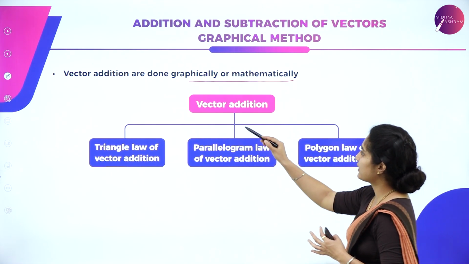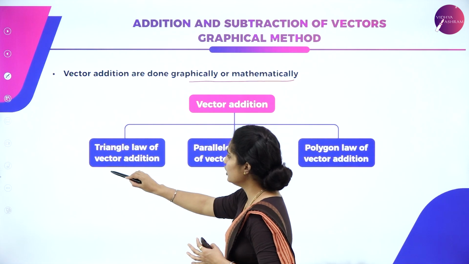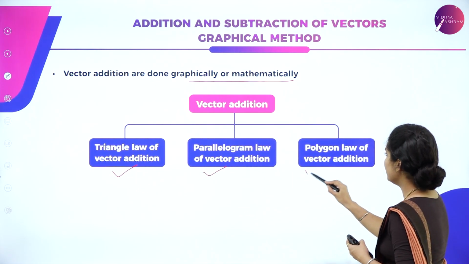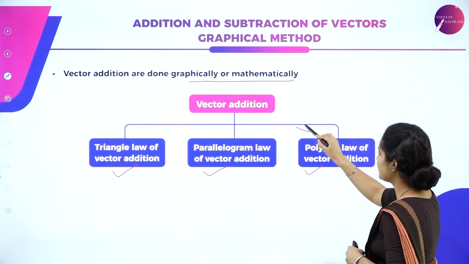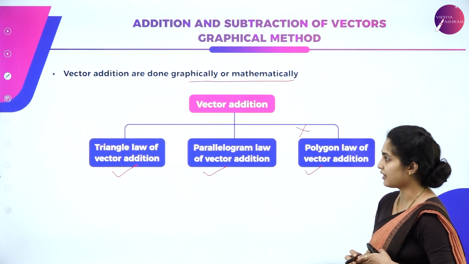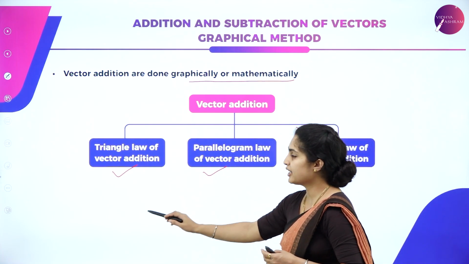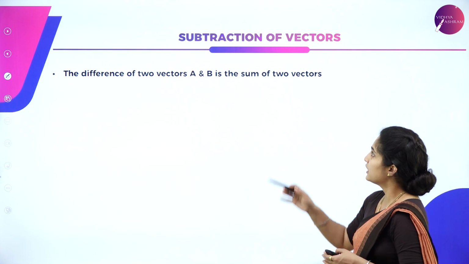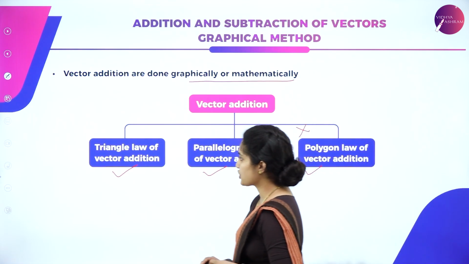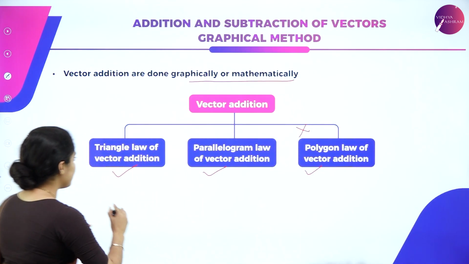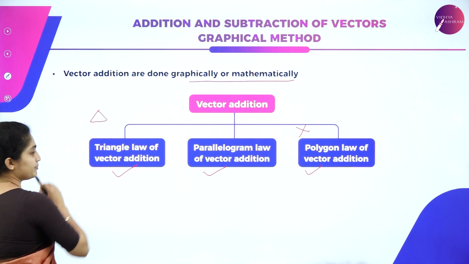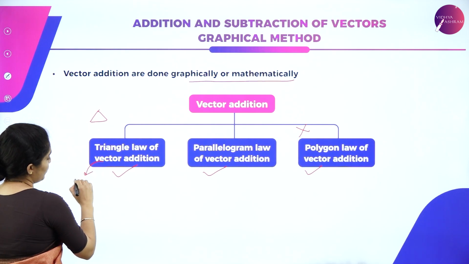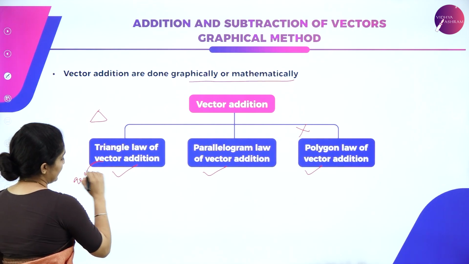It is with respect to the triangle law of vector addition, parallelogram law of vector addition, and polygon law of vector addition, which we don't study in your syllabus right now. So now it is only the triangle law of vector addition. How exactly does it go? In the triangle law of vector addition, how is the triangle represented? With 3 sides, correct? And for vectors, you should know arrow notation has to be there.